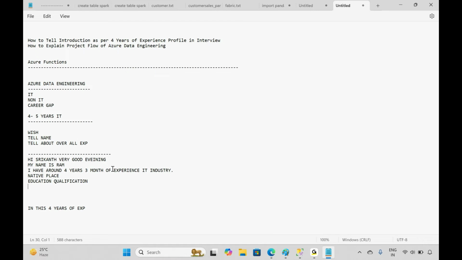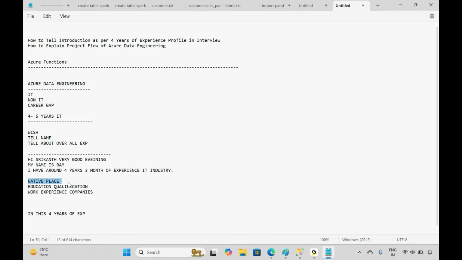Your native place, education qualification, and your work experience companies. Mostly, these three are in a resume already. If really you are working in any company, 100 percentage you can tell. If your profile is a genuine profile, no doubt you can tell them.